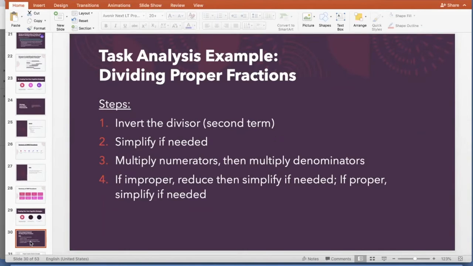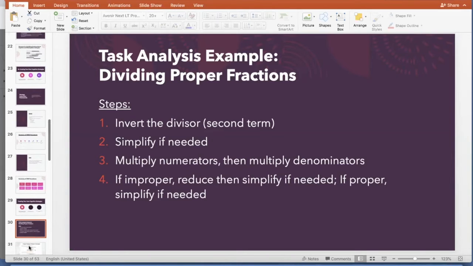So in this case, initially, I thought about procedural steps. Invert the divisor, simplify if you need to, then multiply numerators and denominators. If your quotient is improper, then reduce, simplify if you need to. If it's proper, just simplify if needed. So a simple set of procedural steps.